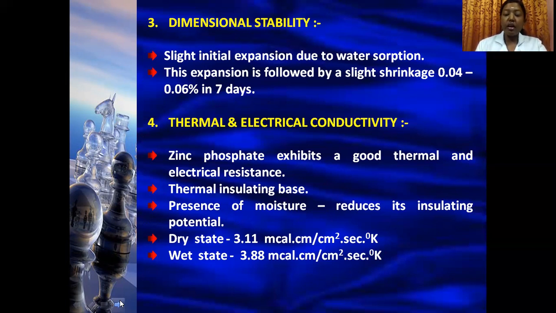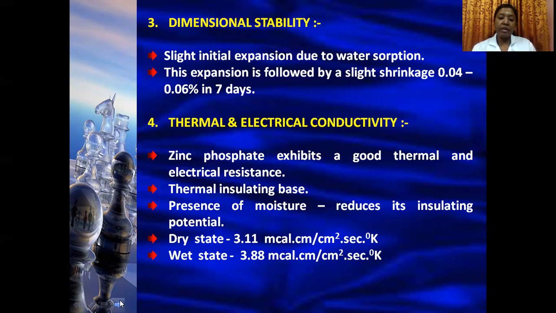That is, it prevents any heat or cold from the restoration from being transmitted to the pulp, and it also gives protection against galvanic shock, wherein two dissimilar metals rub against each other, and one acts as the anode and the other acts as a cathode, and saliva acts as the electrolyte, wherein the current is completed, and it results in a severe shock-like pain. So that is prevented when you use zinc phosphate as a thermal insulating base.